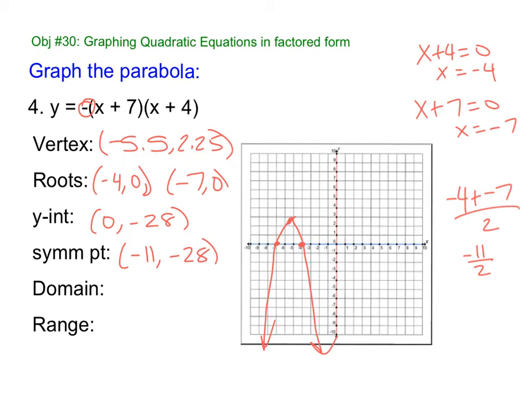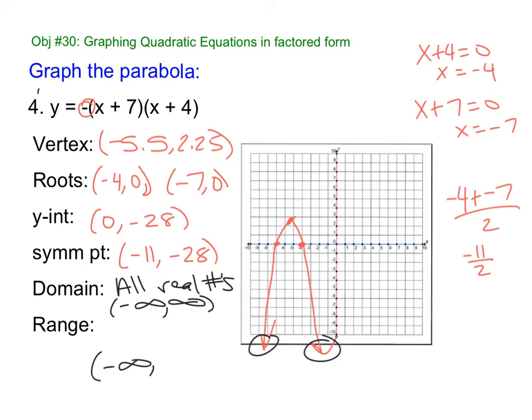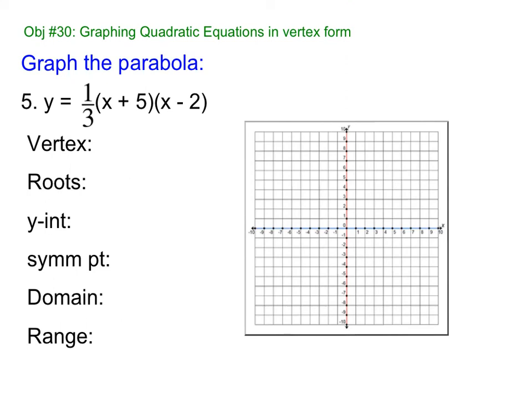All right, domain. Again, all real numbers. Our domain goes from left to right. Left arrow, right arrow, negative infinity to infinity. Our range, lowest, negative infinity to highest, 2.25. Put a bracket because it's a solid dot. Alrighty, try this one. Again, pause it. You can do it. I have confidence in you.